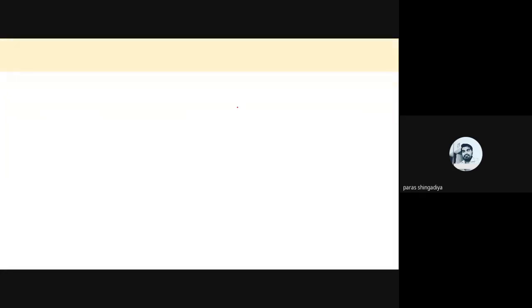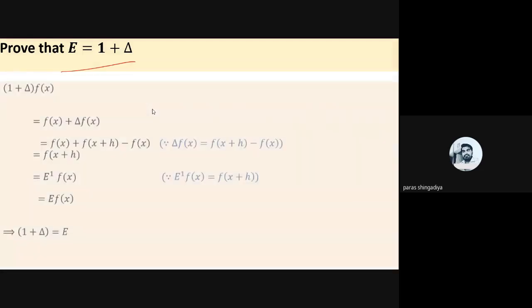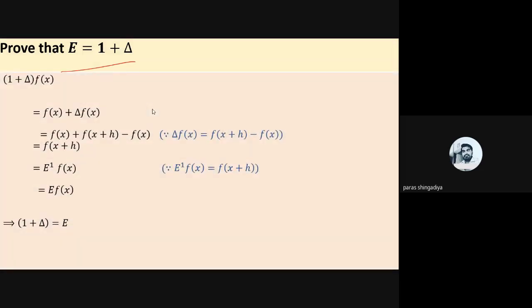And after that, we discussed the two relations between all such operators. The first one that was discussed is E is equal to 1 plus nabla. We discussed that in the last lecture. And how can we prove it? That is the proof of this one. We are just using the formulas.